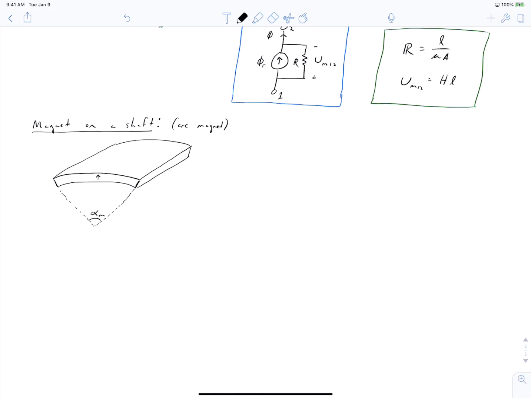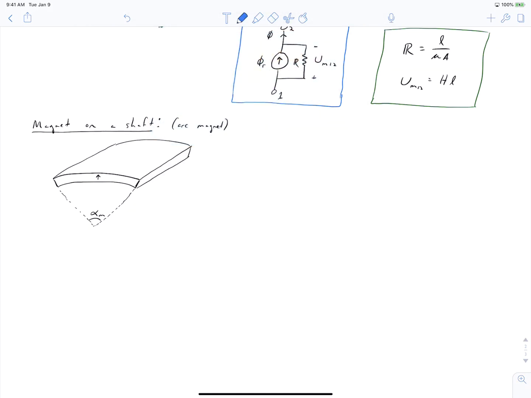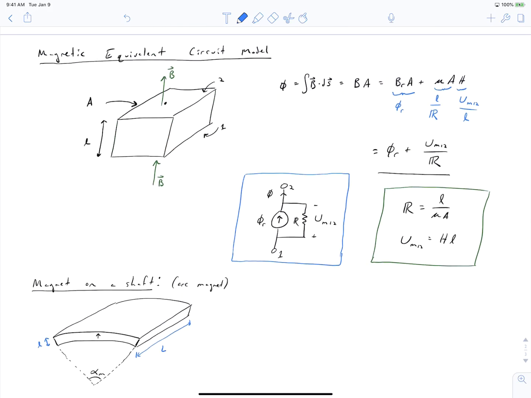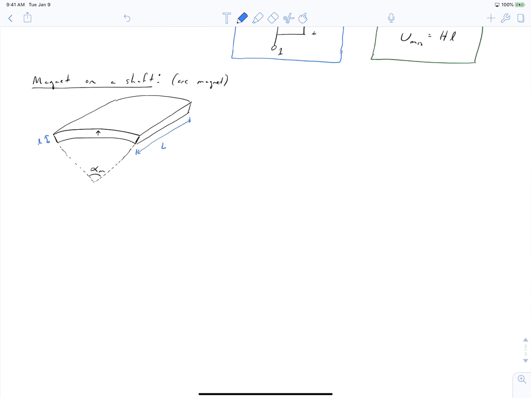And so in this case, we're assuming that our magnet goes into the page a depth of capital L, and that it has a thickness or height of lowercase l, corresponding to this, and it has an inner radius of Ri.